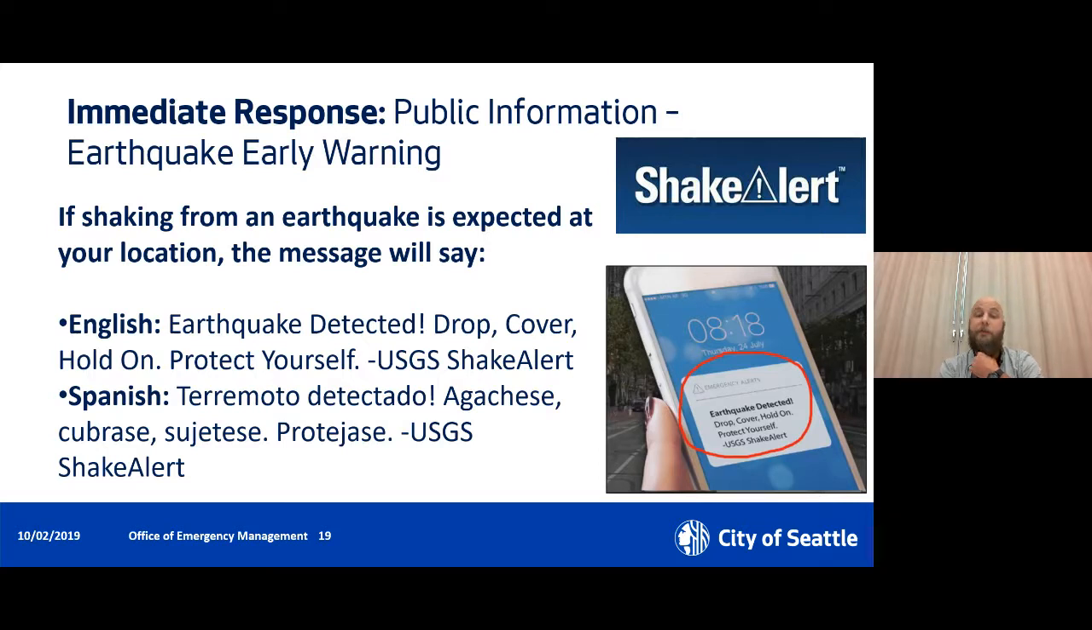The wireless emergency alert system can send messages in English and Spanish only. So you see there what you would get in Spanish as well as English, but the system only has the ability to send in those 2 languages.